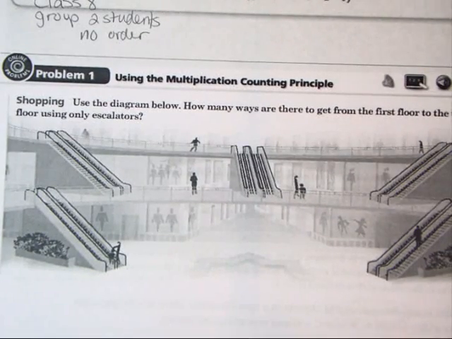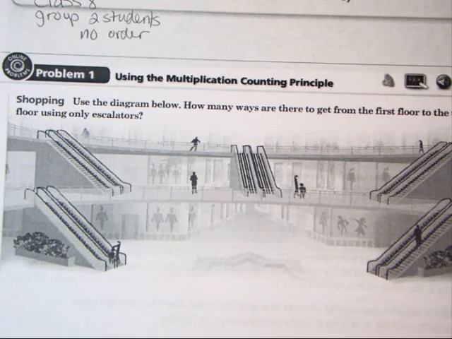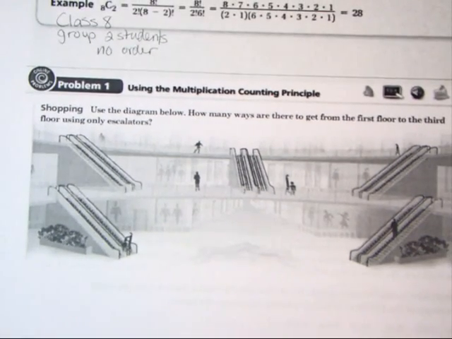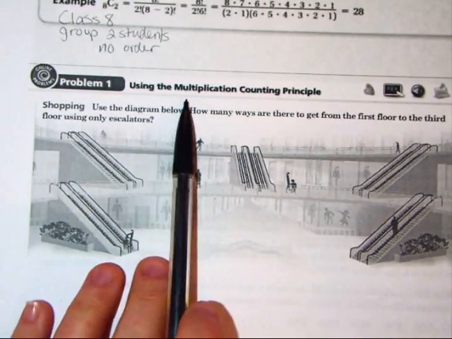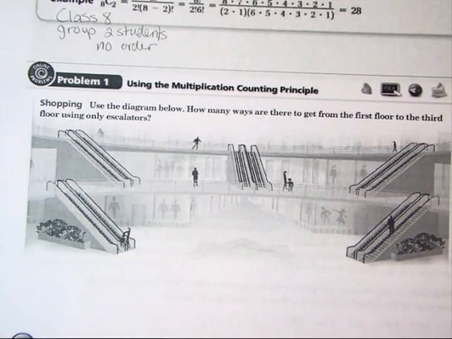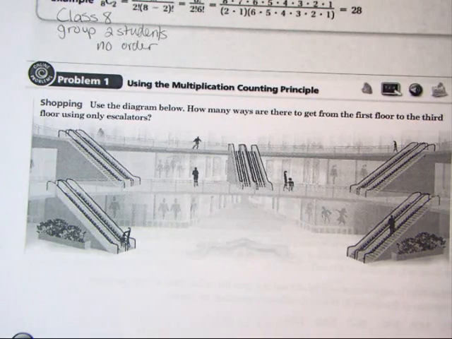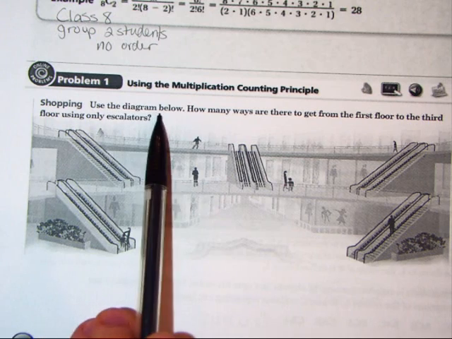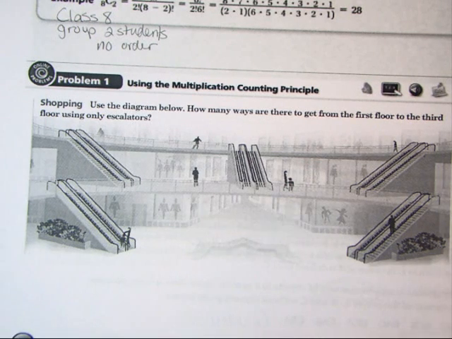All right, problem 1. This time it says to use the multiplication counting principle. As we move on through this, I would like you to try not to read these directions at the top. I want to know if you understand when to use what. Use the diagram below. How many ways are there to get from the first floor to the 3rd floor using only escalators? Why don't you pause the video and try to decide this for yourself?